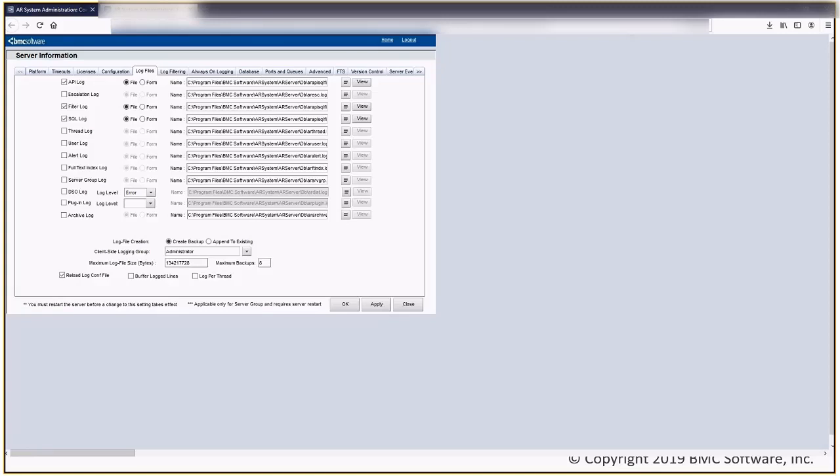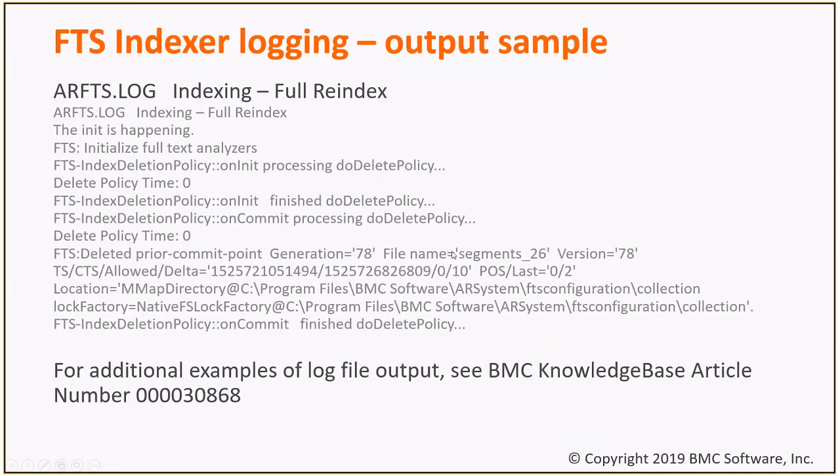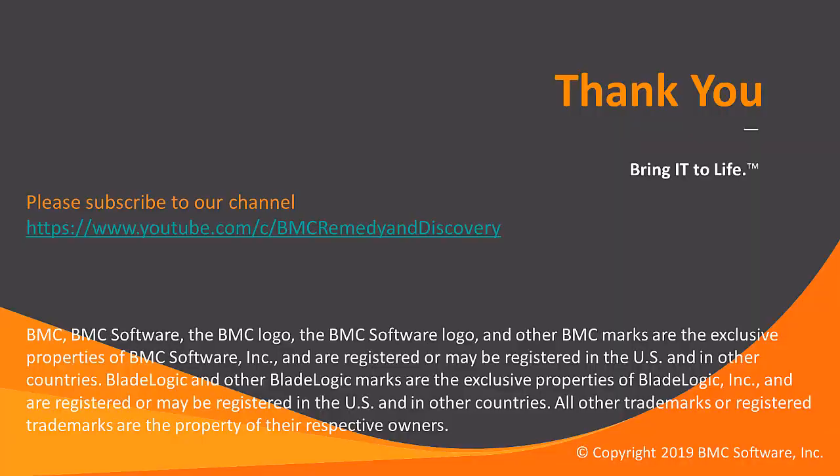So an example of what the log looks like, for instance, I have a partial log here displayed here in gray. These are the entries that you'll see if you initiate a full FTS reindex. And other operations, you can find examples of what the log file looks like in this BMC knowledge base article number 30868. And that's all there is to it.